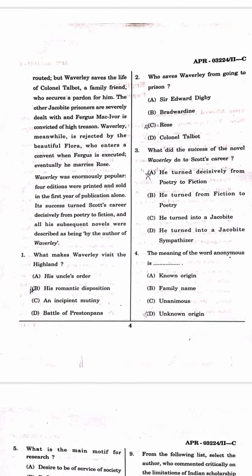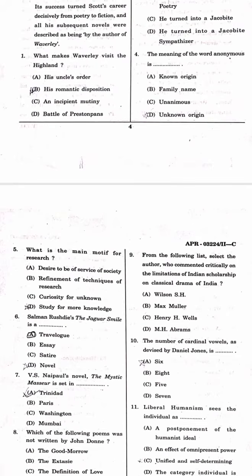Question number 2, who saves Waverley from going to prison? The right answer is option C, Rose. Question number 3, what did the success of the novel Waverley do to Scott's career? The correct option is option A, he turned decisively from the poetry to fiction. Question number 4, the meaning of the word anonymous is unknown origin, so option D is the correct answer.